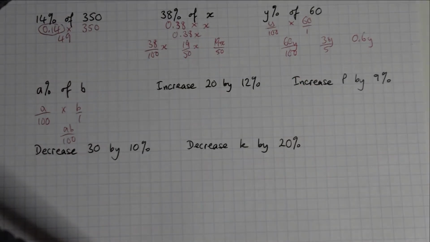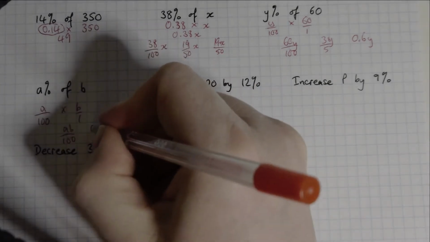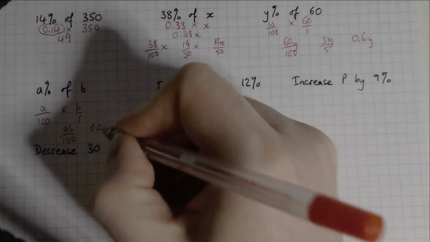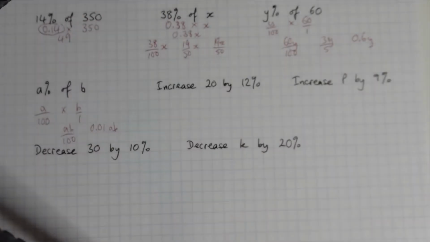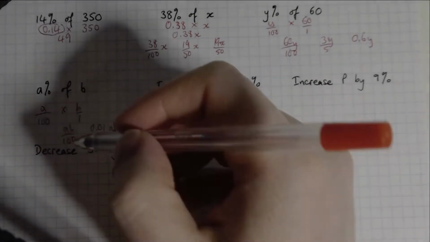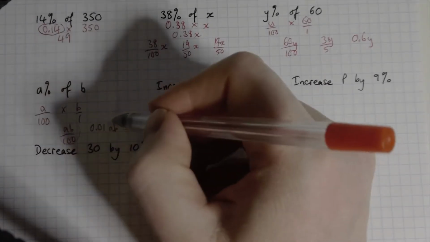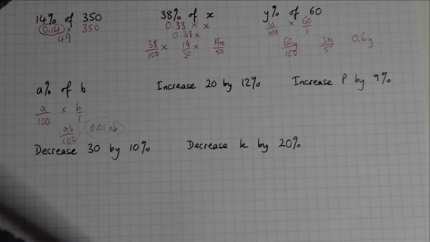There's not a lot more. I call it 0.01AB, I suppose, if you want to. 0.01AB, because 1/100th is 0.01. So any of these are fine. That one or that one could be considered the answer to working out A% of B.